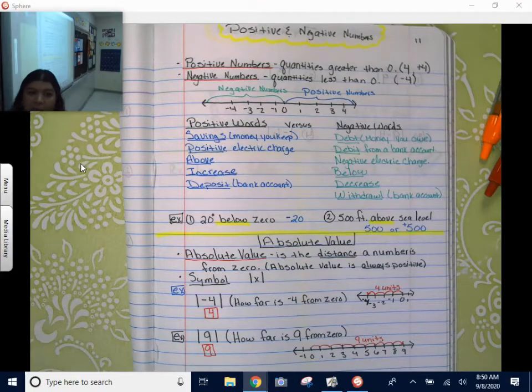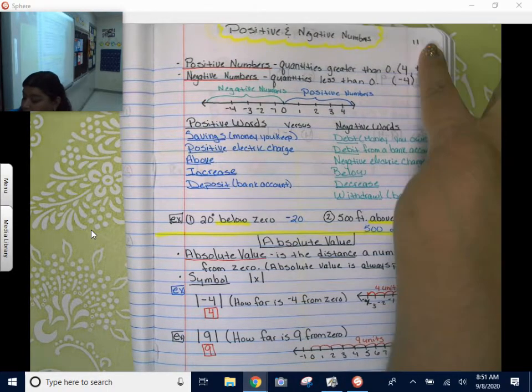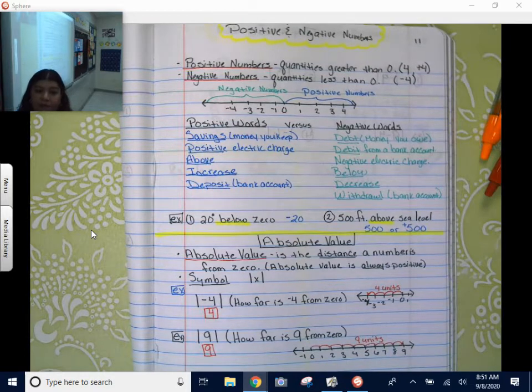Hey guys, good morning. Go ahead and press pause. These are going to be your notes for today, part of your notes. We're going to have two sets of notes. So this is page 11, positive and negative numbers. Go ahead and press pause right now and copy them down.